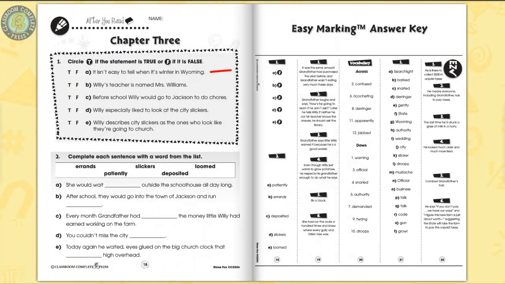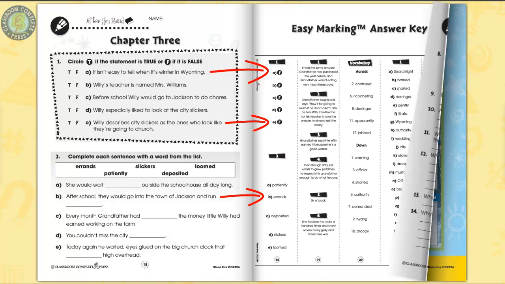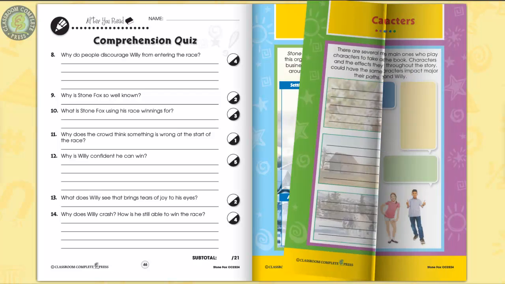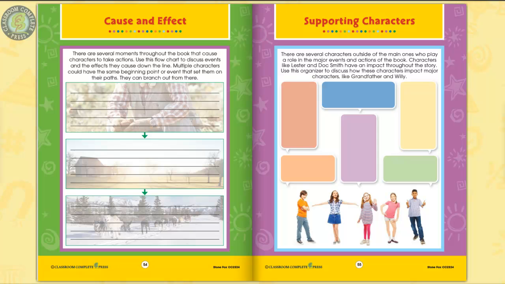The easy marking answer key works by lining up perfectly with the matching question pages. 3 color posters, which are graphic organizers, complete the resource. Discuss how the supporting characters in the story impact the major characters.